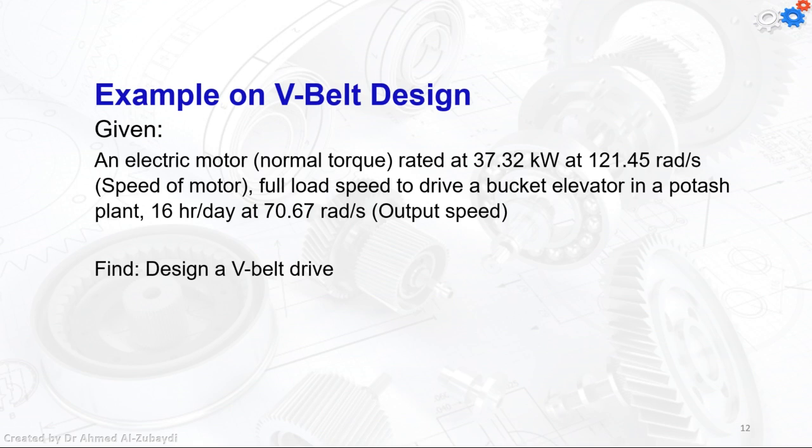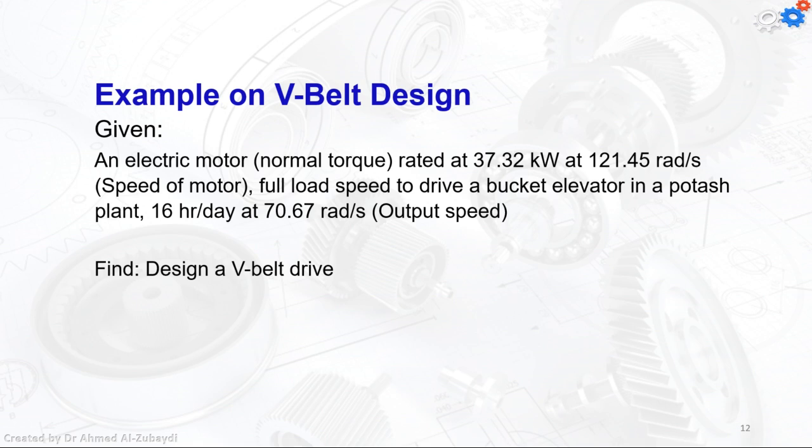So let's take a look at the first example for the V-belt design. First, we've been given an electrical motor with a normal torque and rated at 37.32 kilowatt at 121.45 radian per second. So this is the output of the motor. The full load speed to drive the bucket elevator in a potash plant for 16 hours a day is 70.67 radian per second. This will be the output speed. Design the V-belt drive for this system.